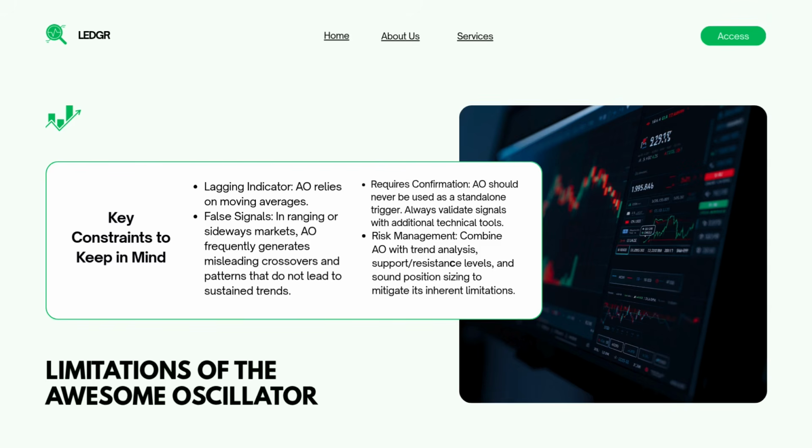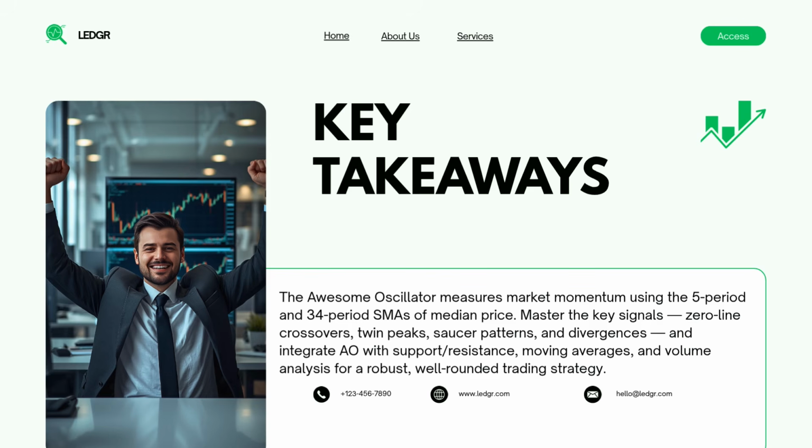Next comes the saucer setup. The saucer setup focuses on changes in momentum. For a bullish saucer, AO must be above the zero line. The histogram forms two consecutive declining bars followed by a rising green bar. This indicates bullish momentum is accelerating again. The bearish saucer follows the opposite logic and occurs below the zero line. Traders often view the saucer as an early indication that an existing trend may continue.